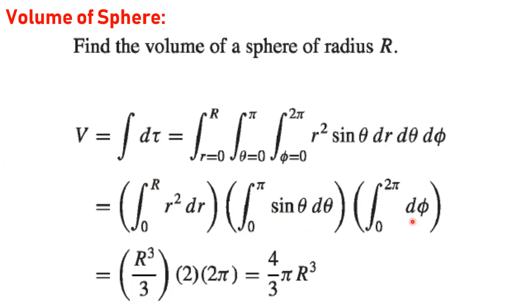Similarly, this integral is extremely easy. It will just give me phi, and the limits are from 2 pi to 0. So I'll get just 2 pi. And when you multiply these three numbers, you'll get 4 by 3 pi r cubed. And this is the famous equation for the volume of the sphere.